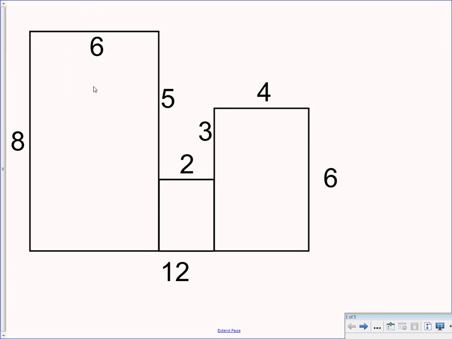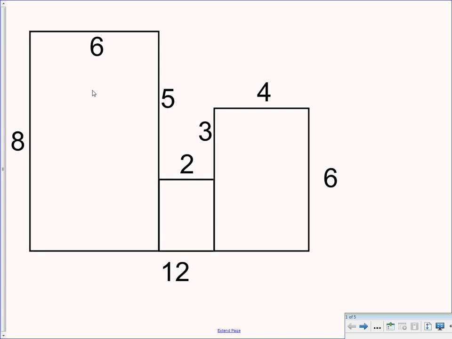Okay, today we're going to go back and look again at the kind of detective skills that we need to figure out the area and the perimeter of a composite shape. Remember, a composite shape is a shape that you really don't have a formula for all by itself. You have to use other formulas and put them together.